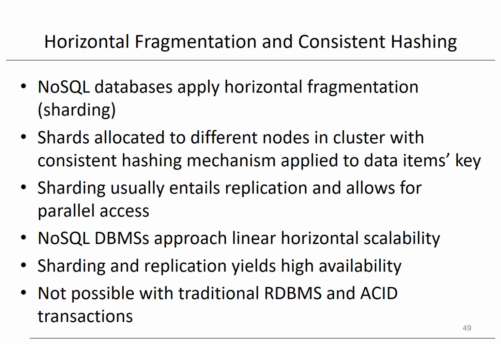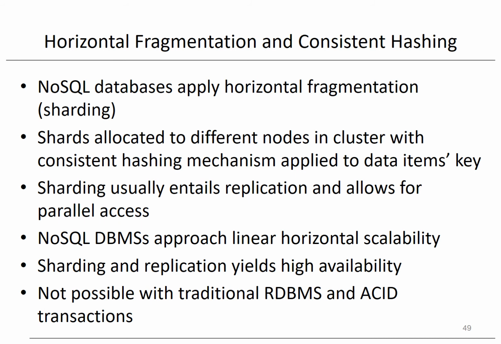Many NoSQL databases apply some form of horizontal fragmentation, referred to as sharding. The horizontal fragments, called shards, are allocated to different nodes in a database cluster with a hashing mechanism applied to the data item's key. The sharding, which usually also entails a level of data replication, allows for parallel data access across the respective nodes, supporting massive amounts of data and very high volumes of read and write operations.